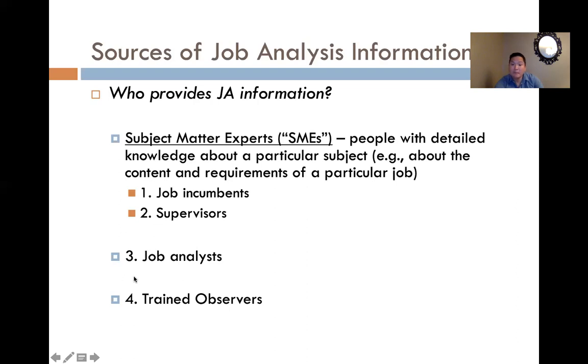Sometimes people that do job analysis as their main thing can provide job analysis information because they've done so many. And sometimes if we can't necessarily talk to SMEs or subject matter experts, we come in as trained observers to watch people doing the job in order to collect this information.